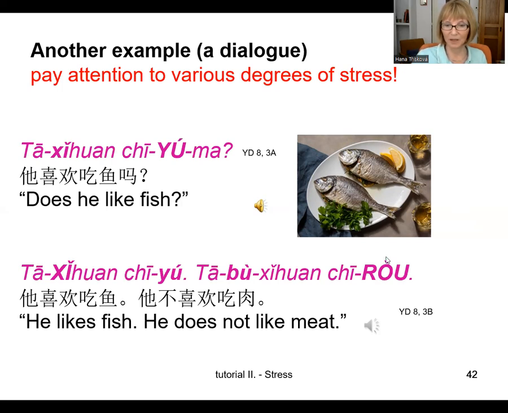And here is the answer. 他喜欢吃鱼，他不喜欢吃肉。 So here the most prominent is 肉. 他喜欢吃鱼，他不喜欢吃肉。 You can imagine if the speaker would say 他喜欢吃鱼, it would sound awkward. It must be weaker in this context.